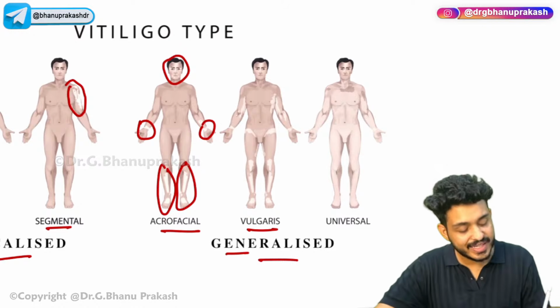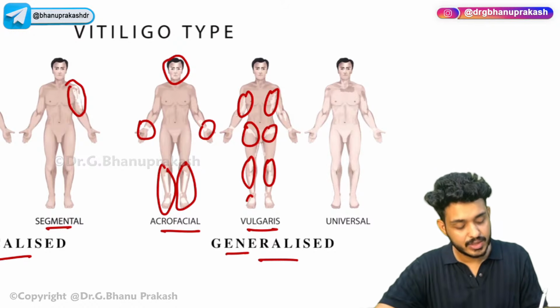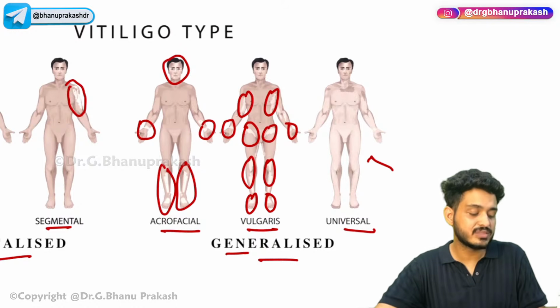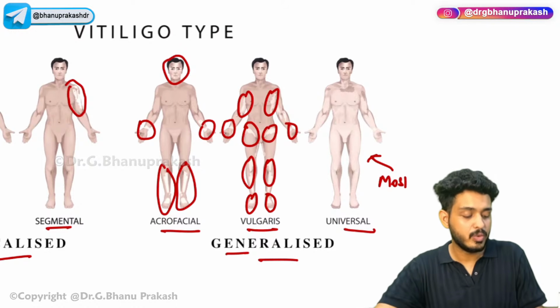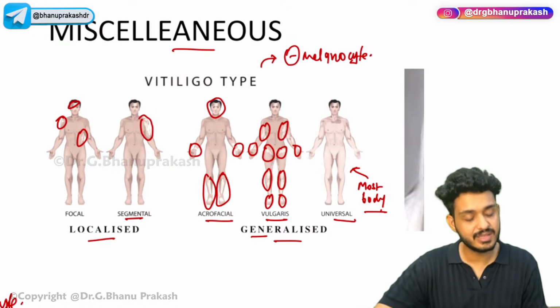Okay, vulgaris, you will be having most common, both bilateral side there will be multiple lesions. You can appreciate these multiple lesions on both the sides. And universal, that means most of the body will be covered. When you solve question next time, you will be identifying. Just revise it once again.